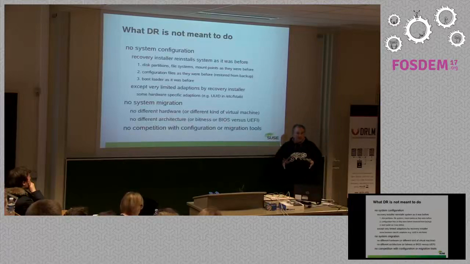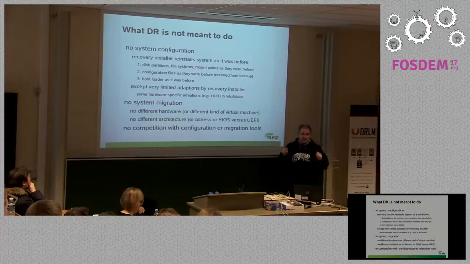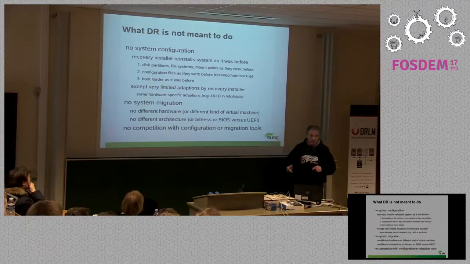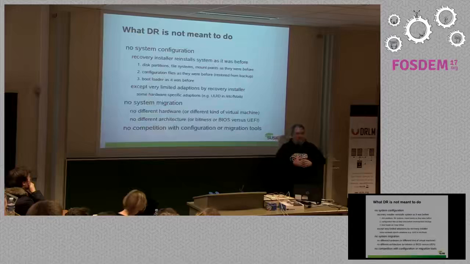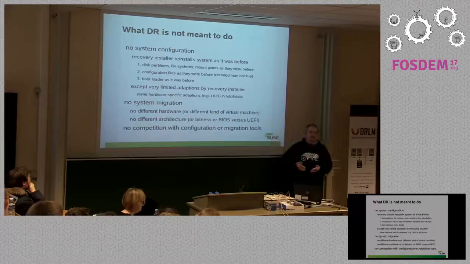This is all what it does. What disaster recovery is not meant to do, at least not how we discuss it here, is system configuration. The system configuration is the same as it was before. You get the same disk partitioning, the same mount points, the same file systems, and then the rest of the configuration, which is in files, is restored from the backup, so you have the same configuration files, and the bootloader is also reinstalled as it was before.